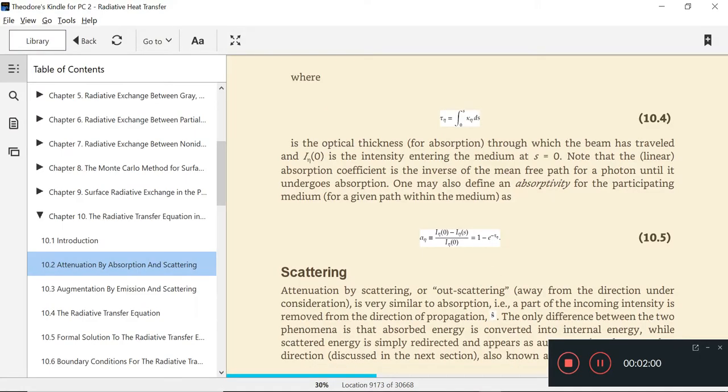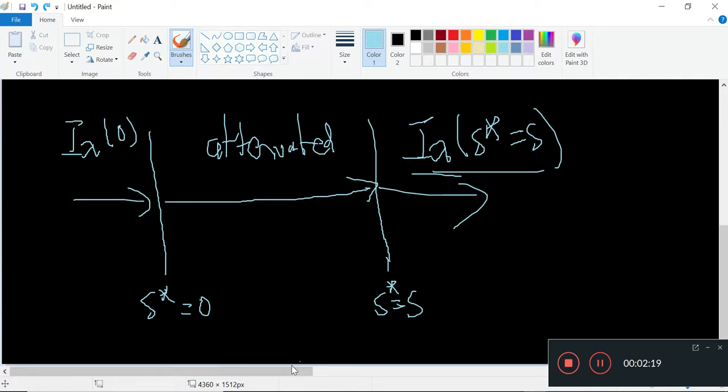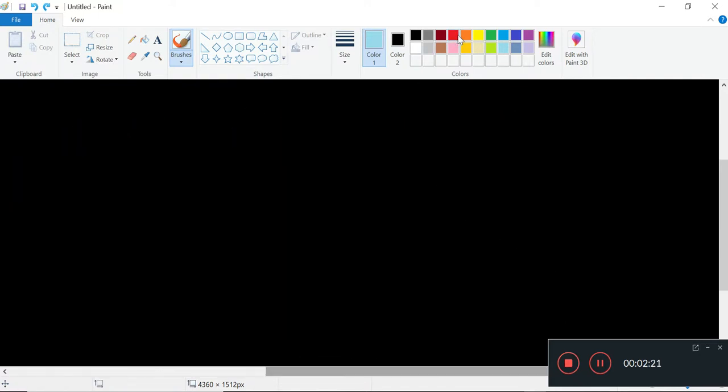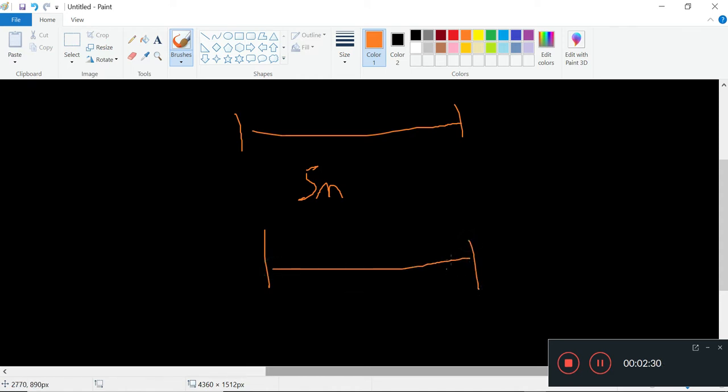In here, you find that the tau eta is the optical thickness based on the wave number, right? So why is optical thickness important? Let's say we have two mediums, both at 5 meters, but the beta here equals 1 and the beta here equals 2.